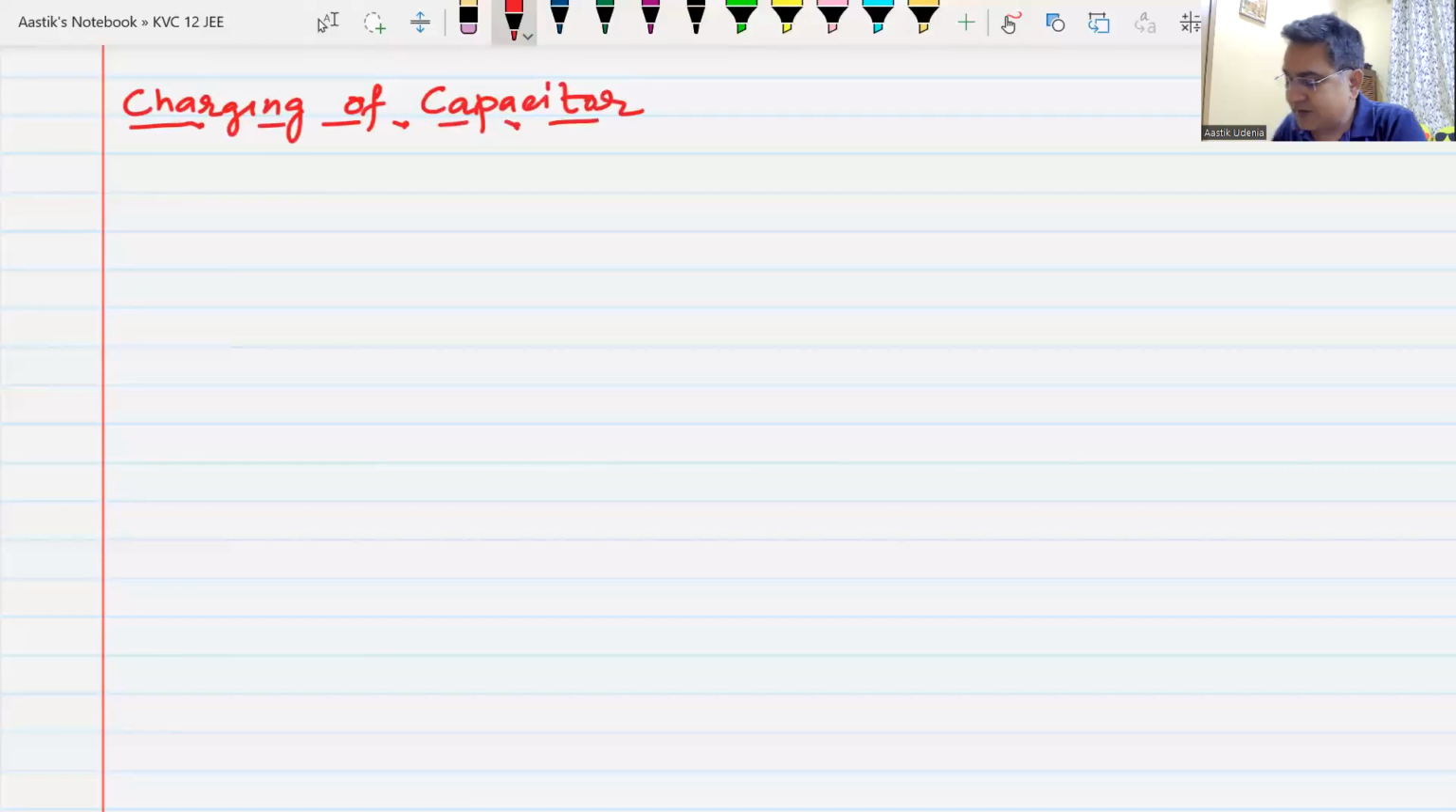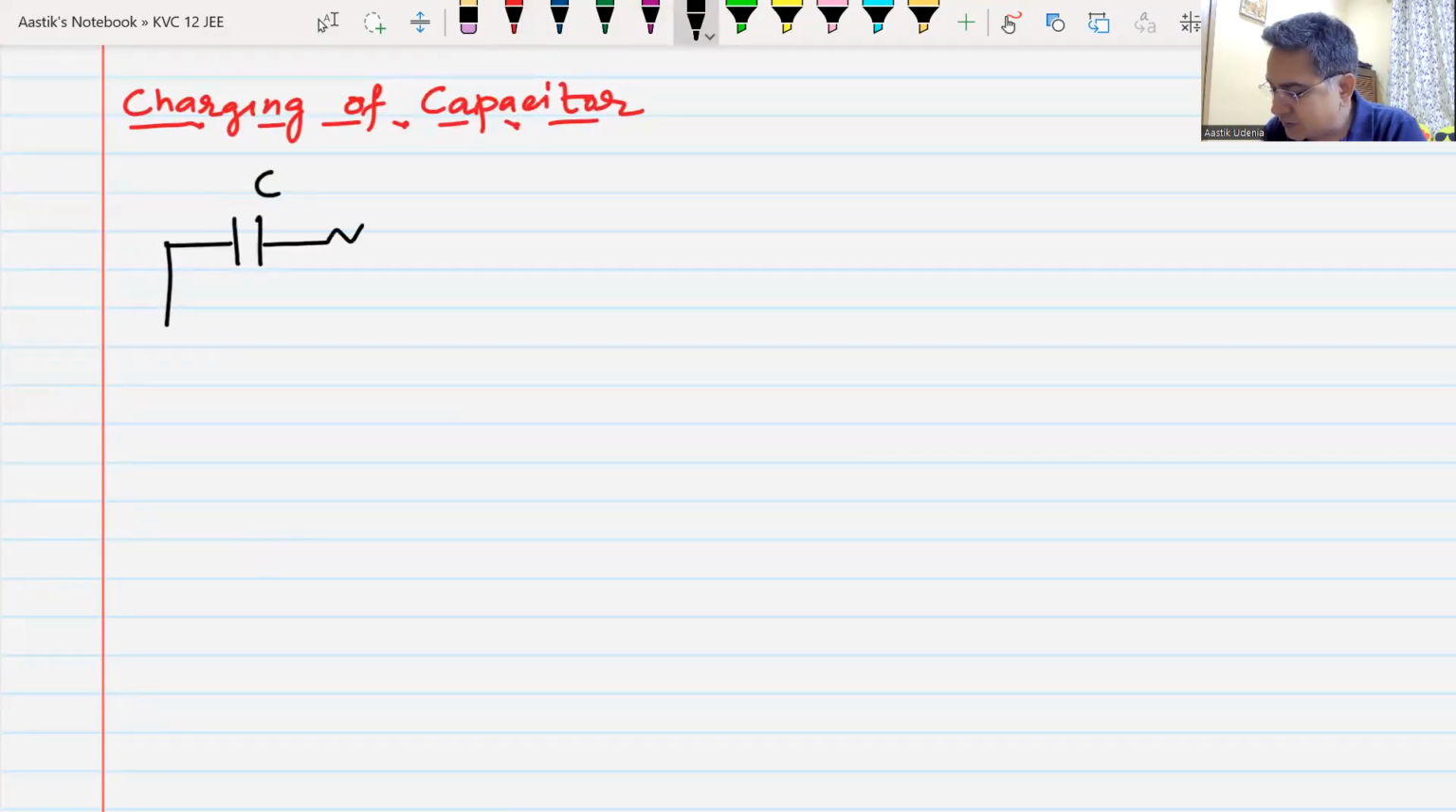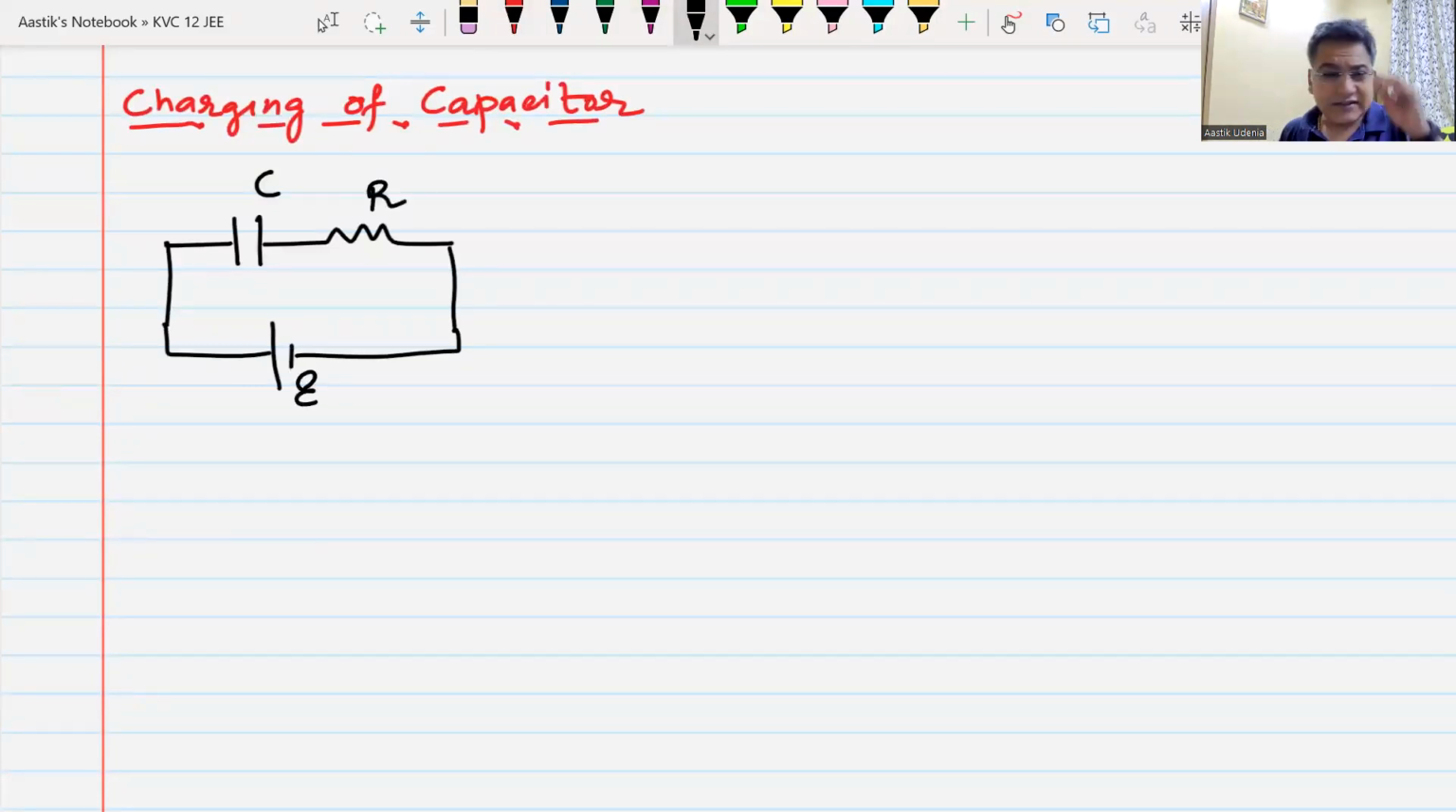Now, what do I mean when I say charging of a capacitor? I will have a simple circuit where I have a capacitor C. Now remember, whenever I make a circuit, no matter what happens, the circuit would have some resistance R. This resistance R is the total resistance of the circuit, which includes the resistance of the wire, which we have put, the resistance of the battery, which is already there. E is the EMF of the battery. R is the total resistance of this small circuit.